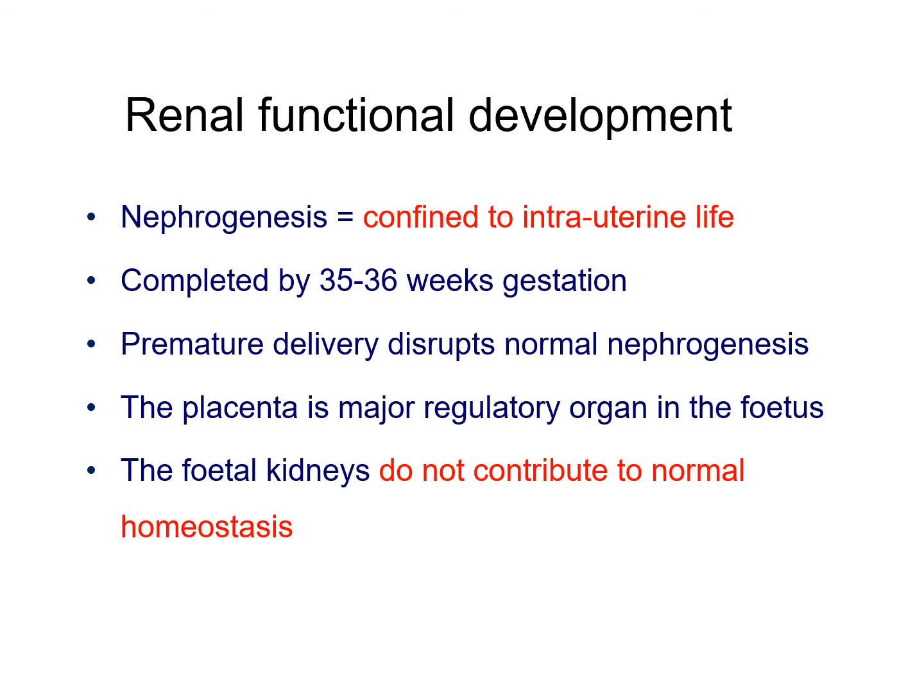Kidney development or nephrogenesis is completed by 35 to 36 weeks gestation. One of the risks of premature delivery is that nephrogenesis is disrupted. The placenta is the major regulatory organ of the fetus, and therefore fetal kidneys do not contribute to normal homeostasis.